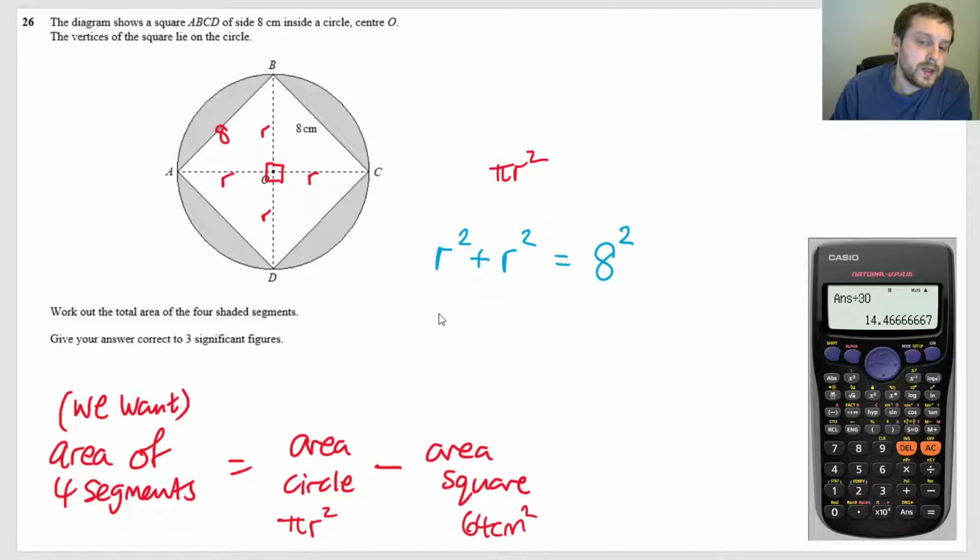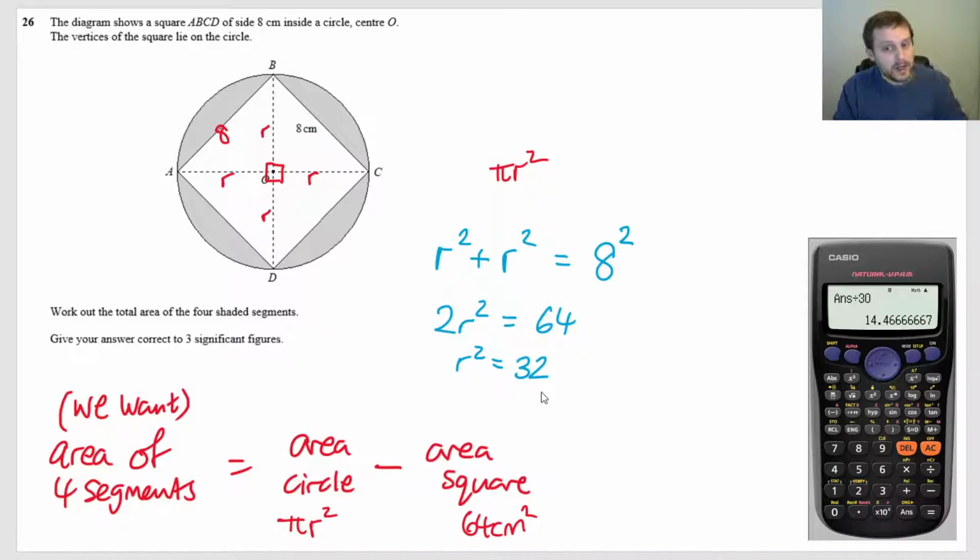So this is 2 lots of r squared, and this is kind of the key thing you need to be able to do, right? What is r squared plus r squared? There'll be a bunch of people who straight away think it's r to the power of 4. No, that's not what it is. That's what happens if you times them together. If you do r squared plus r squared, you have 2 of them, and it's just 2r squared. 8 squared is 64, so r squared is half, so half both sides, that's 32.